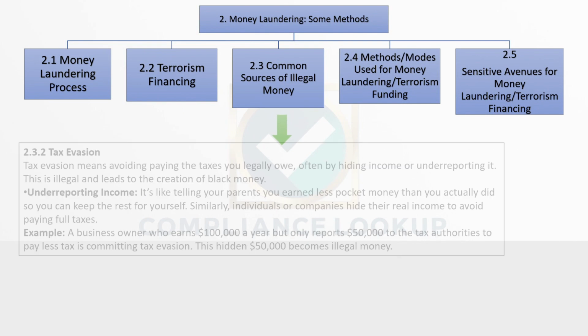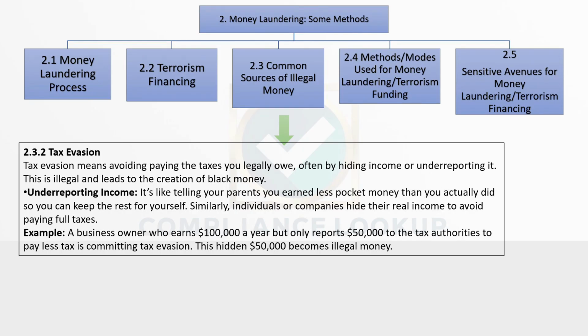Now, coming to tax evasion. Tax evasion refers to the illegal act of avoiding taxes that are legally owed by either underreporting income or hiding it completely. This practice results in the creation of black money, which is income that is not disclosed to the tax authorities. To simplify, think of it like when someone tells their parents they earned less pocket money than they actually did so they can keep the extra for themselves. Similarly, individuals or businesses conceal their true earnings to pay less tax.